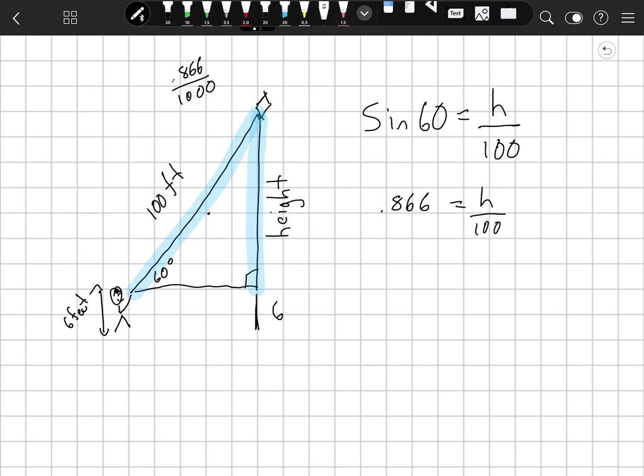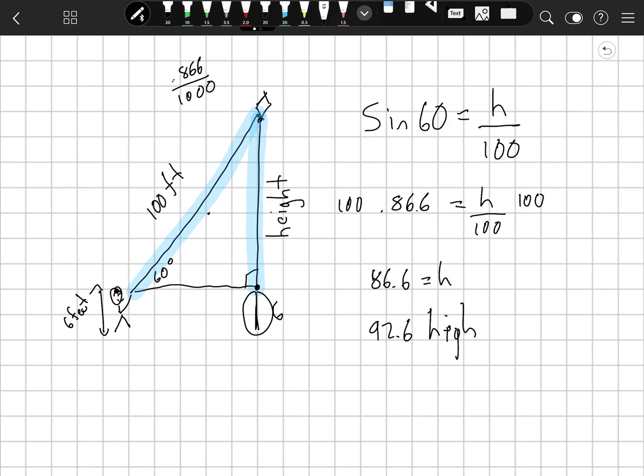Now all I have to do is get h alone, so I'm going to times both sides by 100, and that moves my decimal over 2. So it's about 86 feet from the beginning of the triangle to the end. So 100 times 0.866 is 86.6. That equals the height. And then if you wanted to add the 6 feet, you'd get 92.6 feet tall or high. So that's how high the kite is.